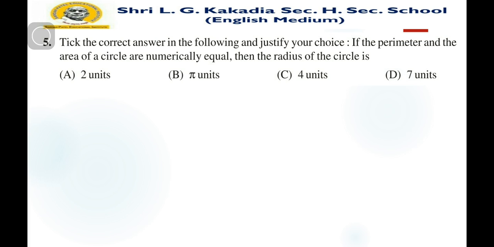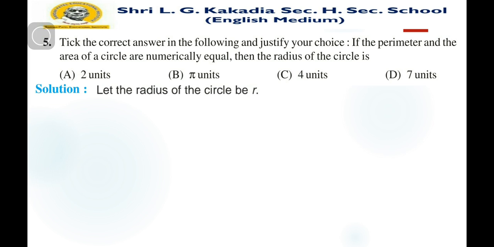Take the correct answer in the following and justify your choice. If the perimeter and the area of a circle are numerically equal, then the radius of the circle is, and we have to select one option. The question says the perimeter and the area of the circle are equal numerically. So let us write the solution.